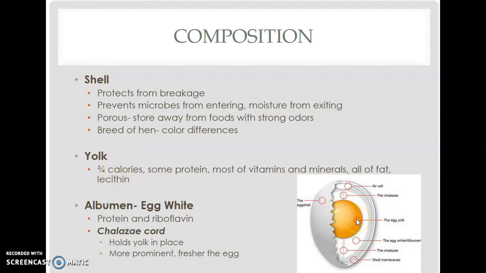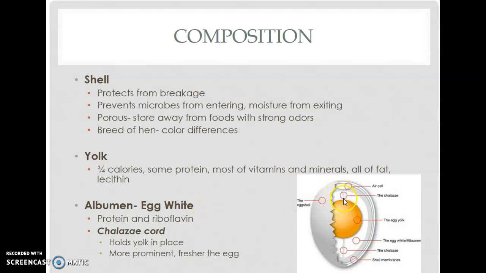of the entire egg. There is some protein in it and some vitamins and minerals, but all of the fat is found in there, as well as lecithin. This is what's responsible for the emulsification in certain sauces like your hollandaise sauce and in certain emulsification products like your mayonnaise. Then you have the egg white, which is also called the albumin. This is where all the protein and riboflavin is going to be found.